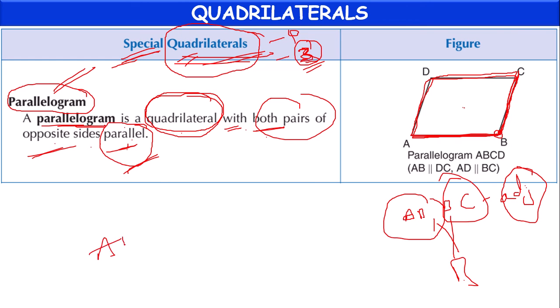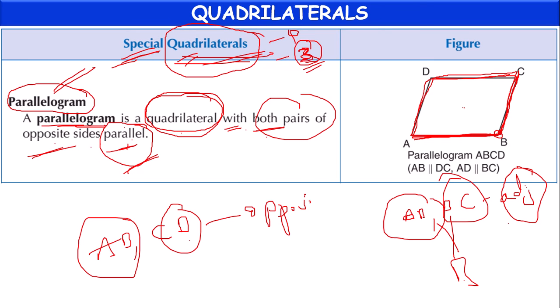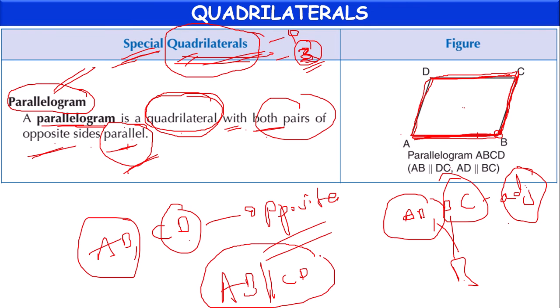Then what about AB and CD? AB and CD don't have any common endpoint, so they are not adjacent, so they are said to be opposite sides. The sides which are not adjacent are said to be opposite sides. So here AB and CD are opposite sides. If AB is parallel to CD, this is one pair of opposite sides that are parallel.